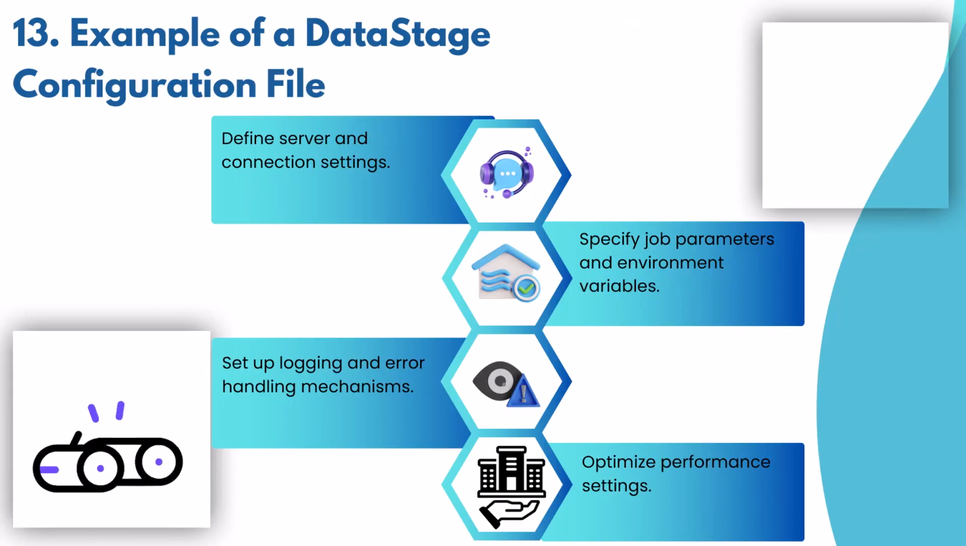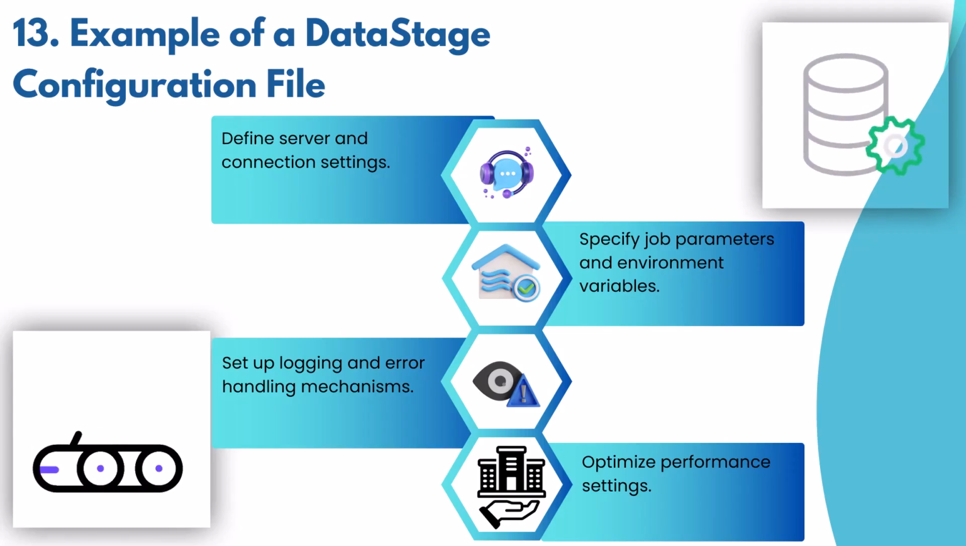Let's peek into a DataStage configuration file. First, define server settings. Without them, your job won't even start. Next, set job parameters. Think of them as instructions for how DataStage should behave. Logging and error handling are like a black box for troubleshooting. Don't ignore them. And optimizing performance settings, that's how you make your system run faster, smoother, and without a meltdown.